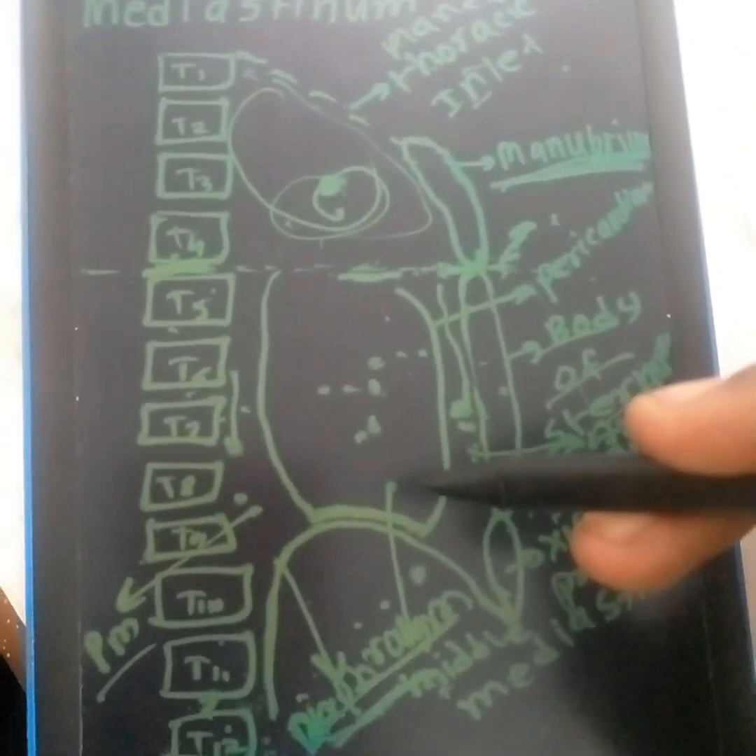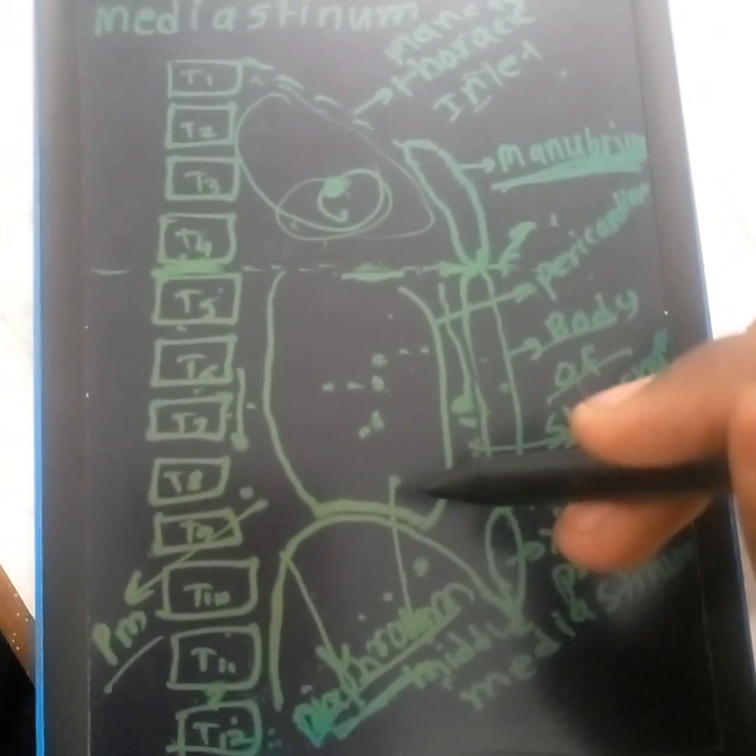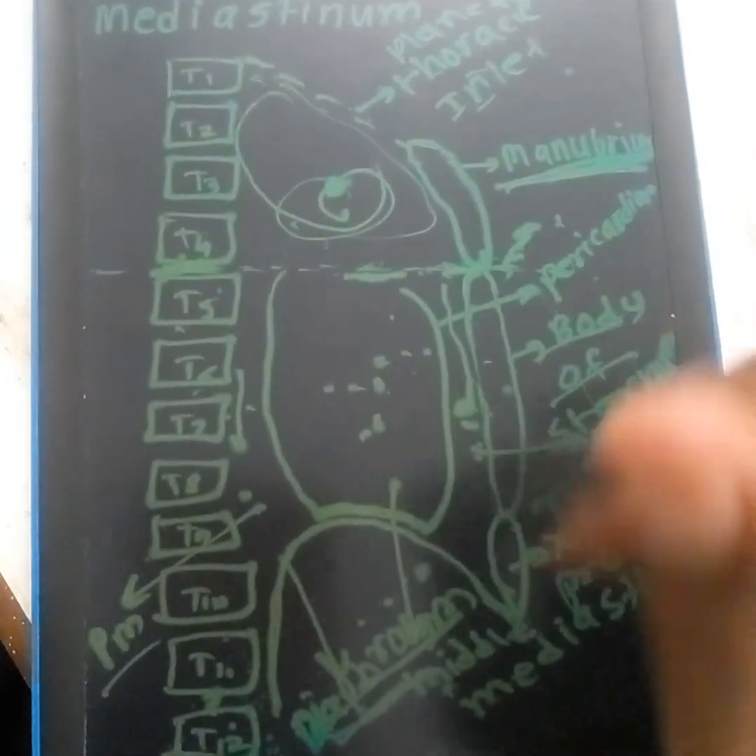And these are the very simple boundaries of all the mediastinum. The superior mediastinum and inferior mediastinum can be easily remembered through this whole diagram, and the content will be in the next lecture.